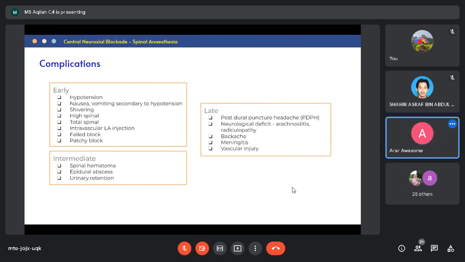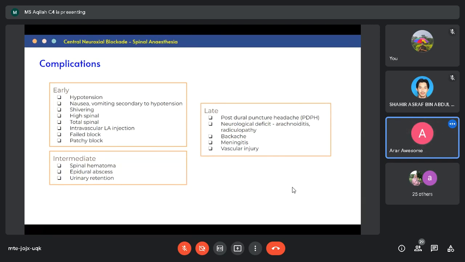And next, these are some complications. Spinal anesthesia complications we can divide into early, intermediate, and late. For the early complications, the patient can develop hypotension, nausea and vomiting secondary to hypotension, shivering when the patient has hypothermia and tries to produce heat, high spinal, total spinal, also intravascular LA injection, failed block, and also patchy block.